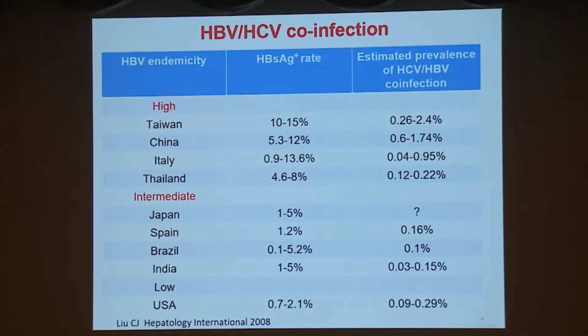This is a table adopted from our journal, Hepatology International, published almost 10 years ago. You can see the co-infection rates in different populations and countries in the Asia Pacific region. For instance, in Taiwan, the co-infection rate is about 0.26 to 2.4%, and in China it is estimated to be 0.6 to 1.74%. This is much lower in countries where the DAA registration studies were conducted, like the US and European countries, where the co-infection rate is only 0.09%.